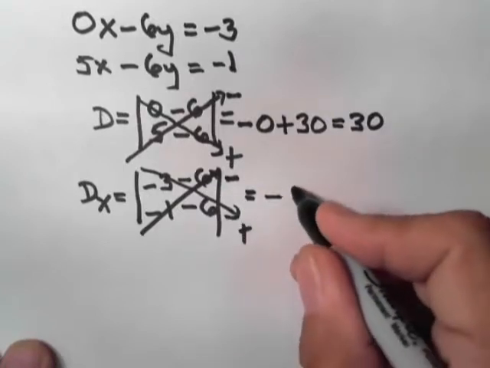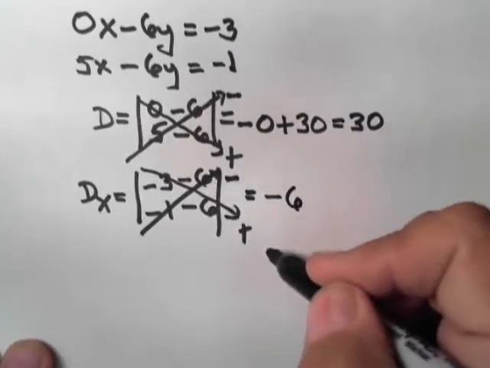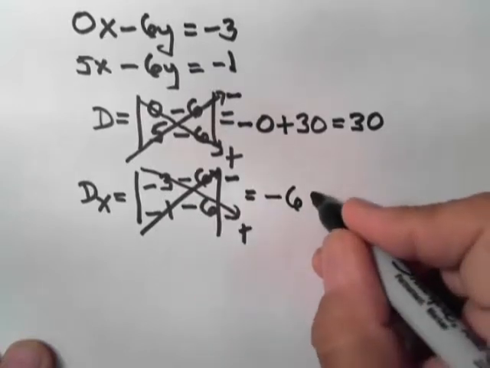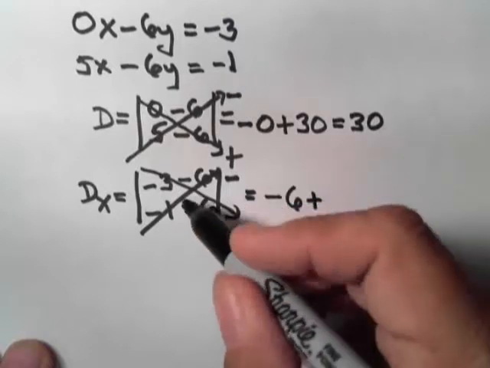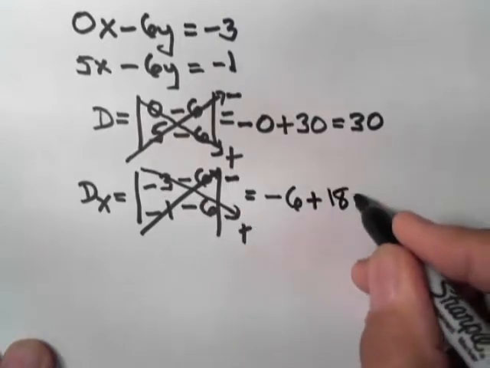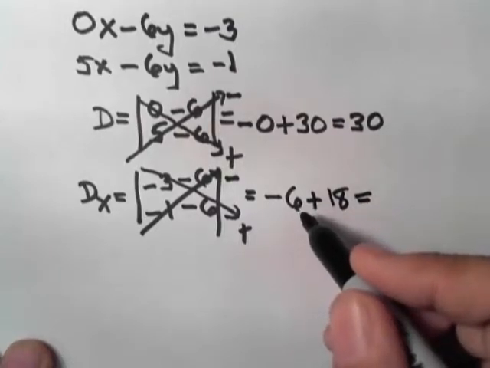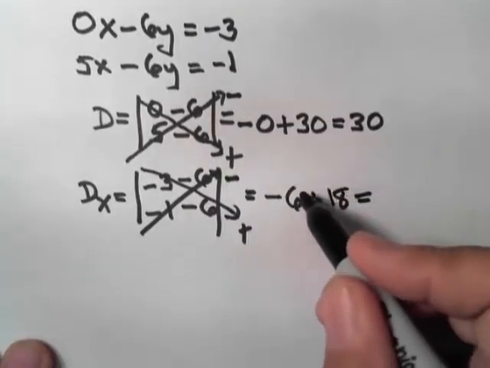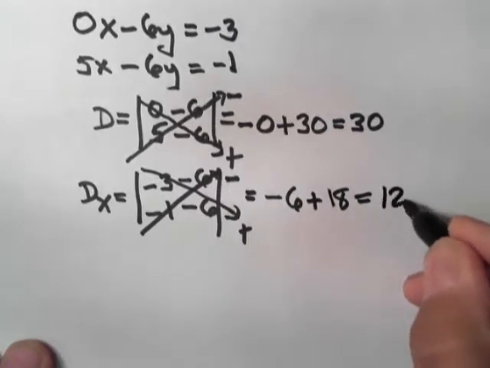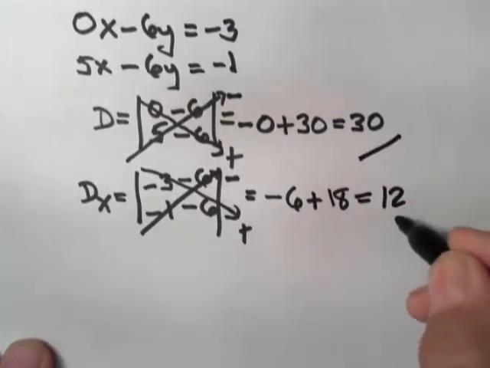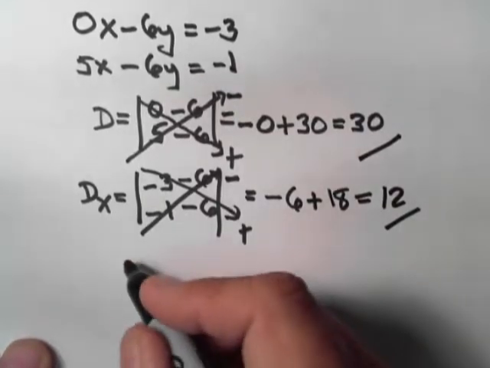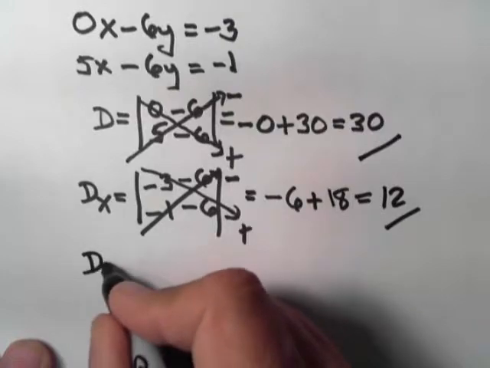Now, take the other guy. I got two minuses, so that's positive. And 3 times 6 is 18. So it looks like D sub x is going to be positive 12. There it goes. So we got the plane D, we got D sub x. Let's go ahead and get D sub y, and then we can get the answers to this.